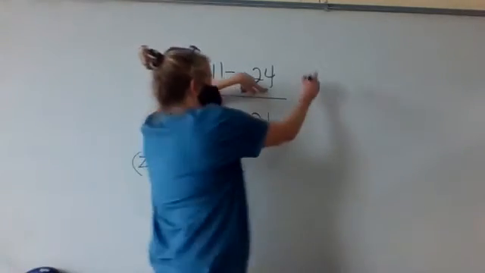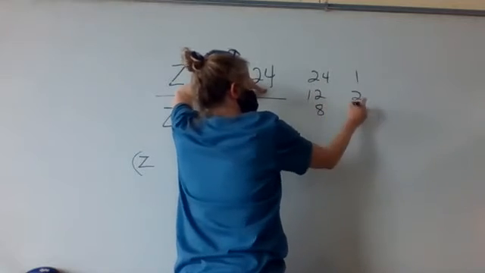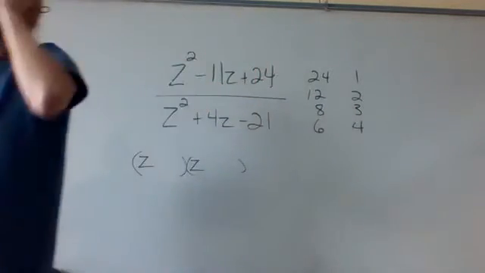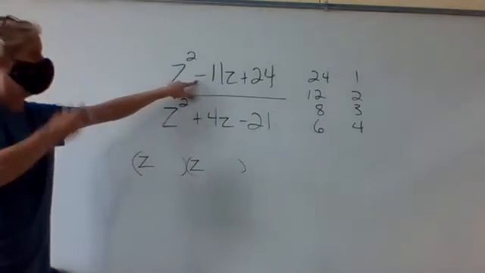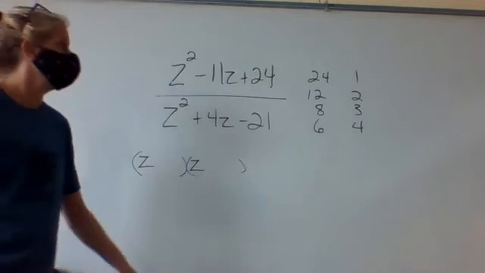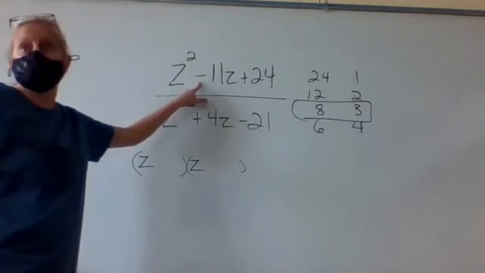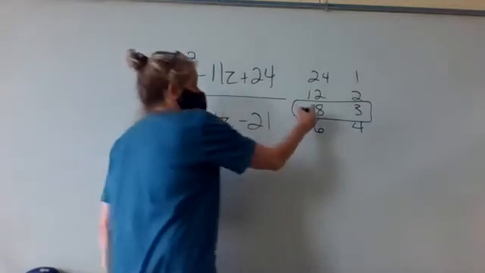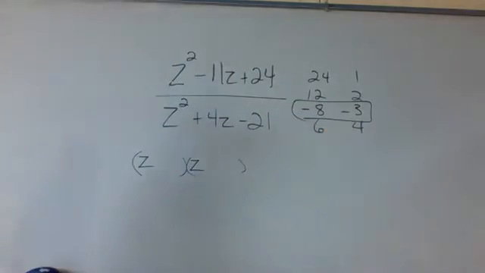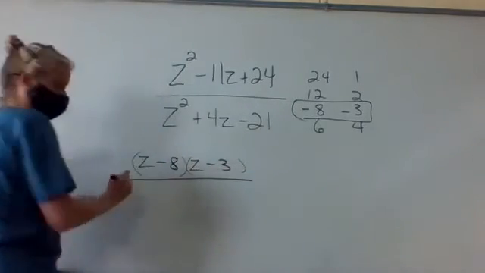Multiply, get 24. 24 and 1. 12 and 2. 8 and 3. 6 and 4. What's my middle number? Negative 11. What pair are you going to use? You're going to use the 8 and 3 pair, right? That's what's going to give me an 11. I just need it to be negative 11, which just means they both need to be negative. That's how you get negative 11 with an 8 and a 3. So a negative 8, negative 3.